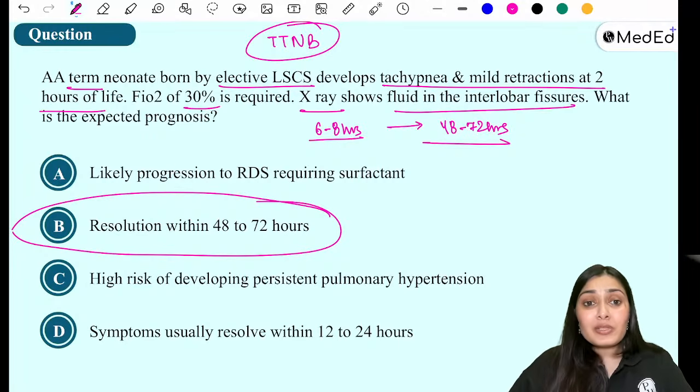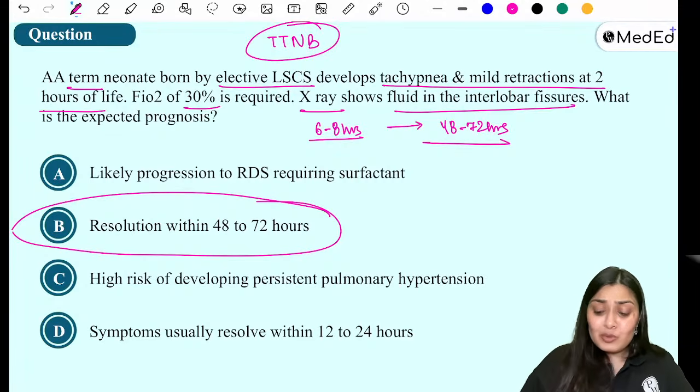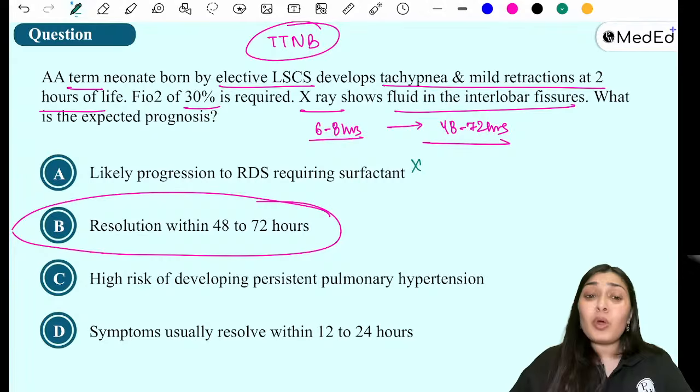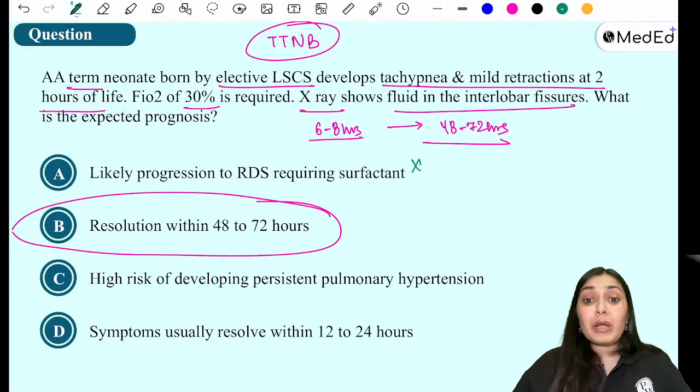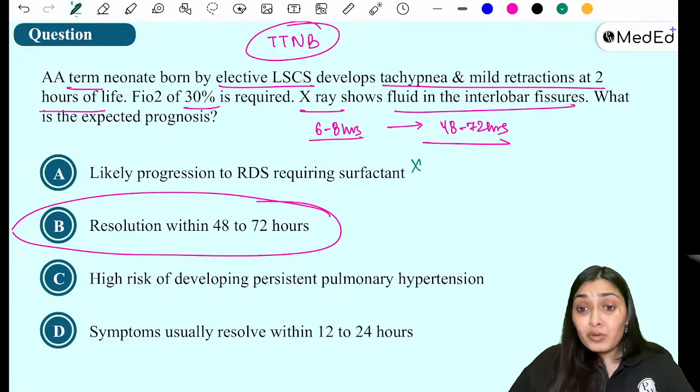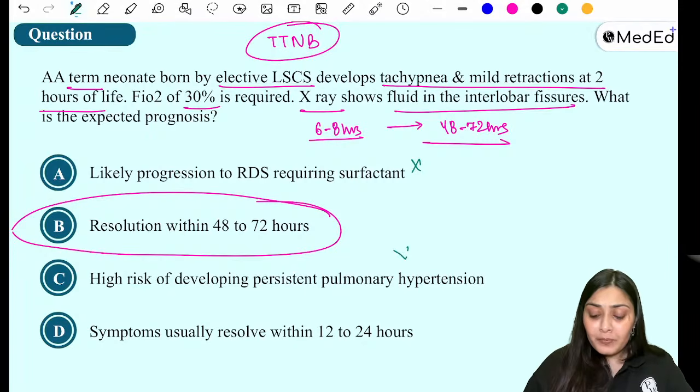Let's look at other options. Likely progression to RDS requiring surfactant. This seems to be a wrong option. Why? Because it is a term baby and no other factor suggesting RDS is there. Option C, high risk of developing persistent pulmonary hypertension. Persistent pulmonary hypertension is usually seen when the child requires very excessive amount of ventilation, right? And prematurity. But here the FiO2 30% is settling this child. So again, this seems to be wrong.